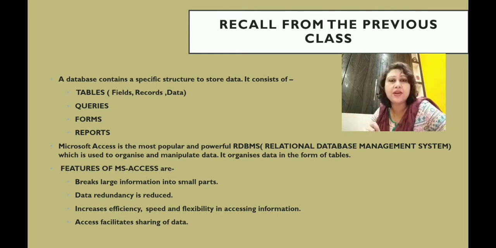Then data redundancy is reduced. Here duplication of data is reduced. We can use a primary key, which we'll come to know in our later classes. In the next chapter, using that primary key, we can reduce the duplicacy of data. That means there will be less chance of entering the same data again and again, and it increases the efficiency, the speed and flexibility in accessing information. So if we use MS Access, it will increase our efficiency, speed and flexibility in using and gathering that information for further reference.